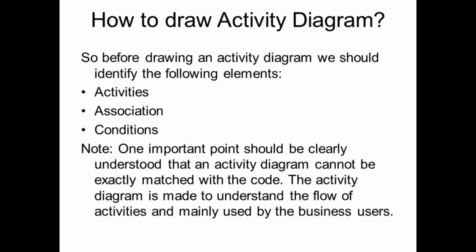So before drawing an activity diagram, we should identify the following elements first: activities, their association, and their conditions. One important point should be clearly understood: an activity diagram cannot be exactly matched with the code. It is made to understand the flow of activities and is mainly used by the business users.